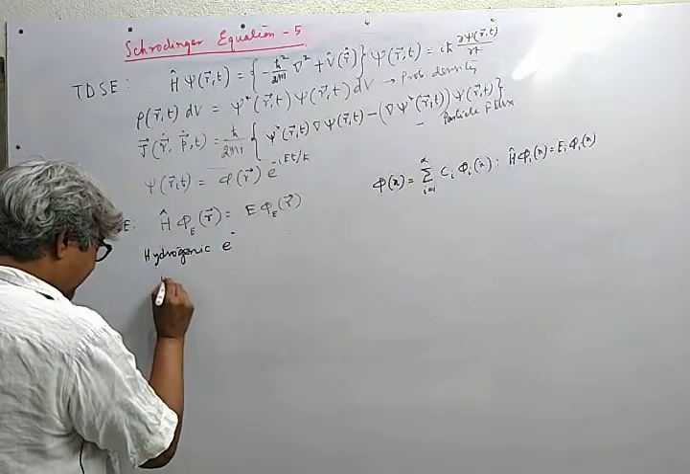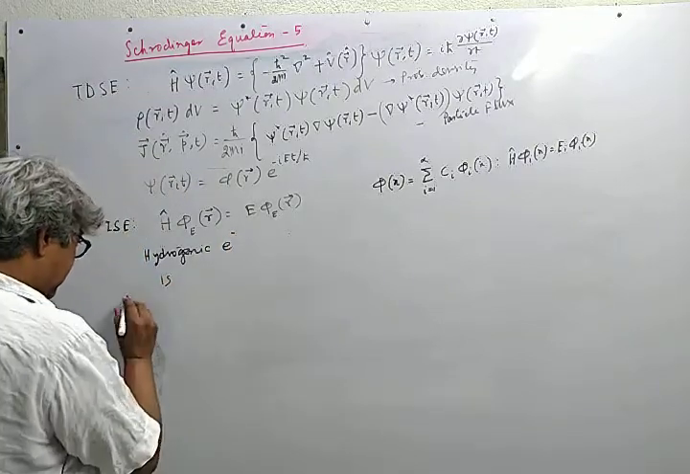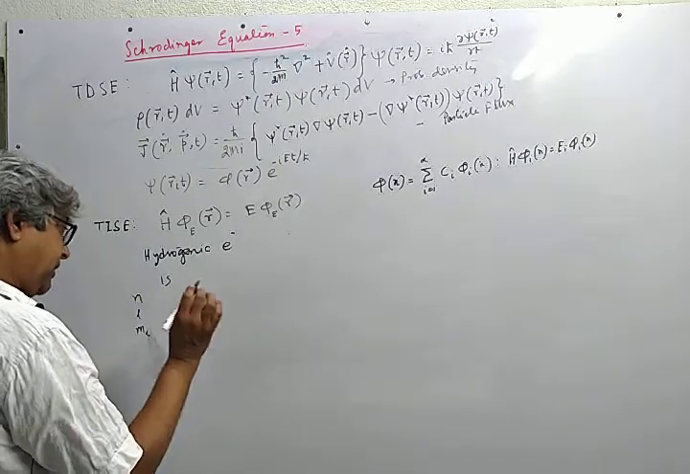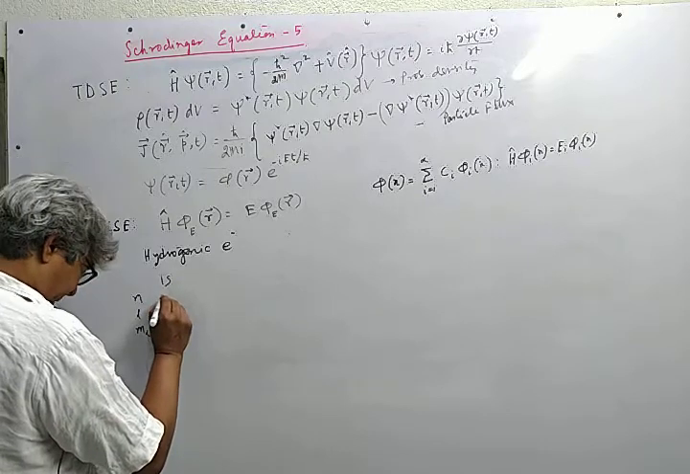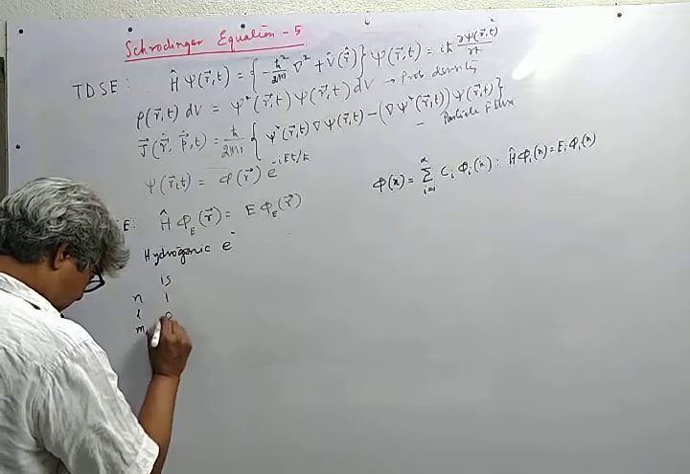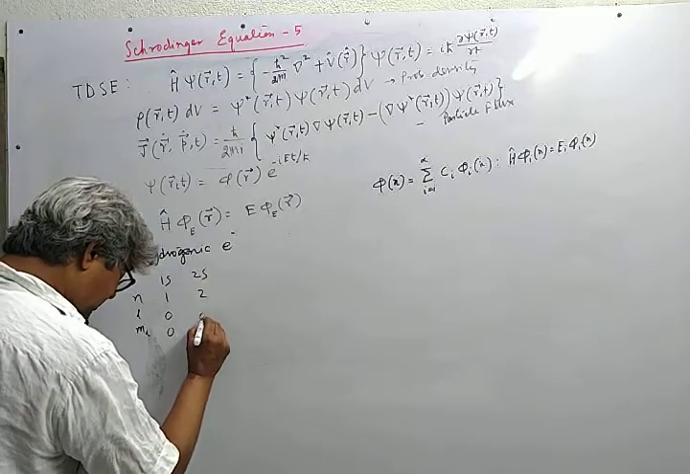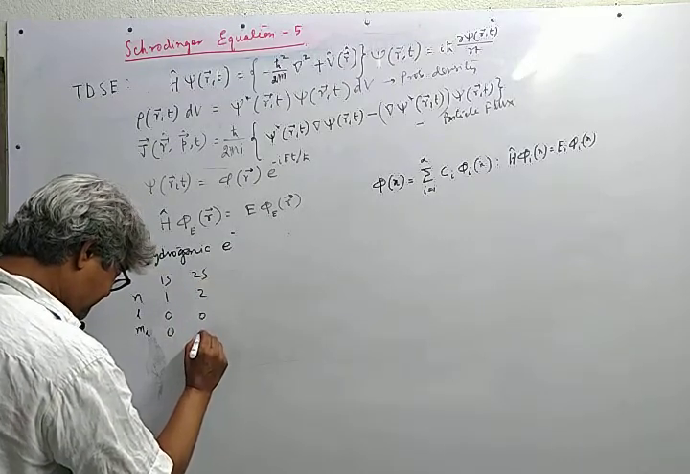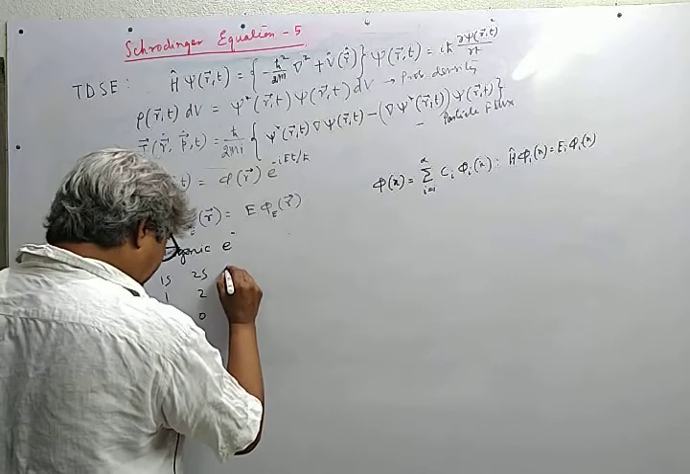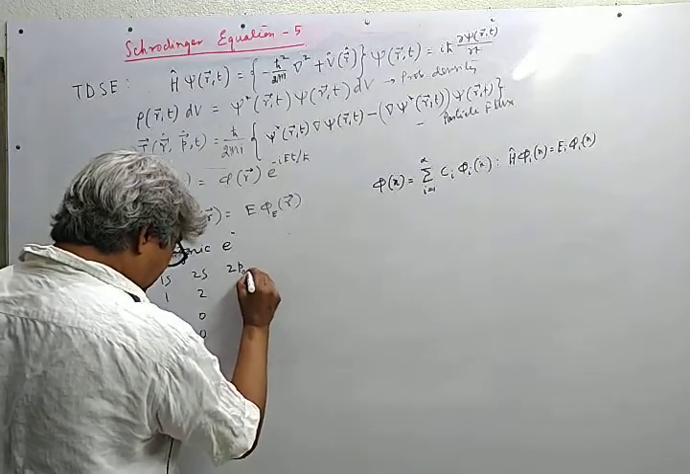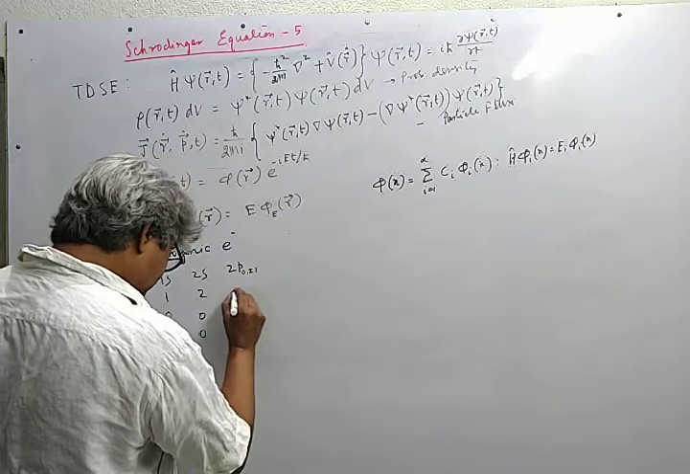This may be in one state. So in one state it has n, l, ml. For the time being I am omitting spin. So this is 1, 0, 0. It may be in two state. It may be in 2p state. 2p states have projection 0 and plus minus 1.